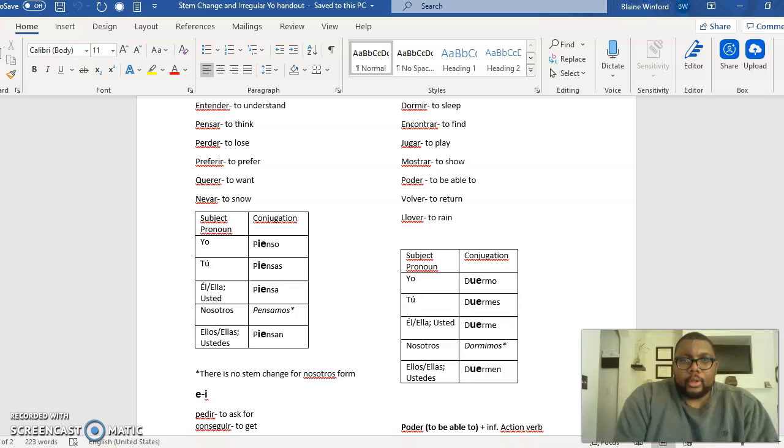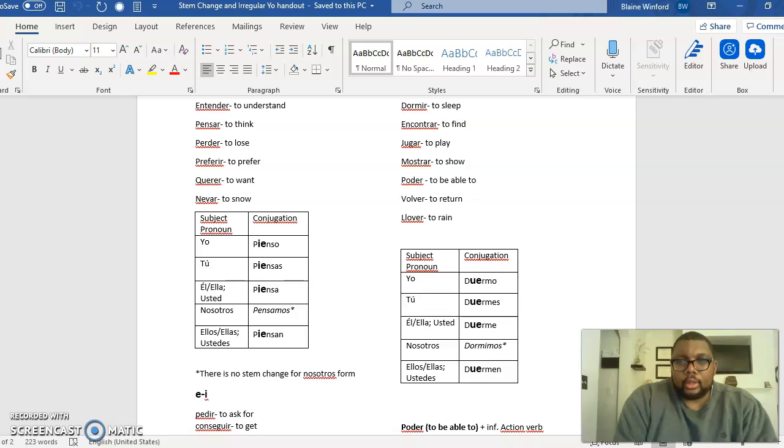So we've already covered E to IE stem changes, and you can find this chart in the upper left hand corner of this handout. And our O to UE stem changes, we have a sample chart on the upper right hand corner of our handout. And again, very similar to E to IE, we have a two-letter stem change with the O to UE stem changes.